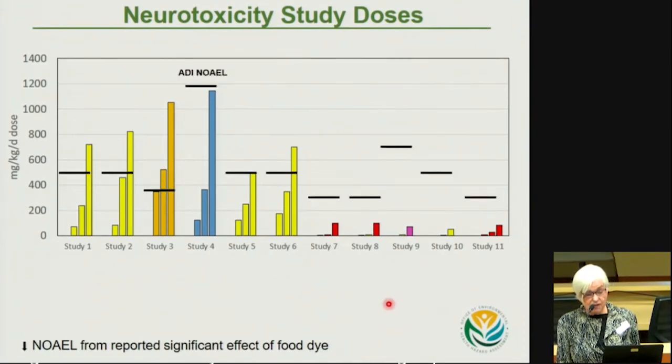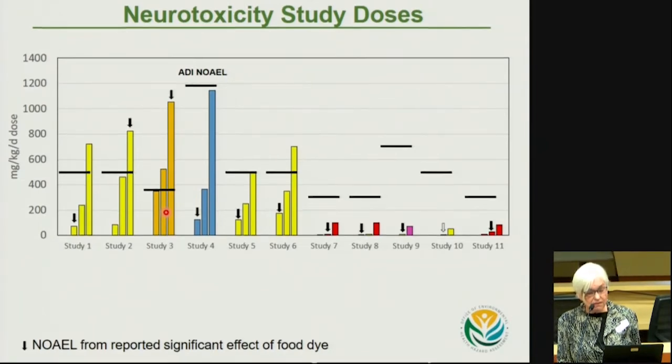Now, to give you an idea relative to human exposures, this horizontal black line is the ADI NOEL for that dye. So that's the NOEL that would have been used to derive the FDA ADI. In most cases, all the doses used in the studies are well below the ADI NOEL. There are some dyes in which the ADI NOEL is in the middle of the dose range of the study with neurobehavioral endpoints. So we're really looking at a different range of doses for these kinds of studies.